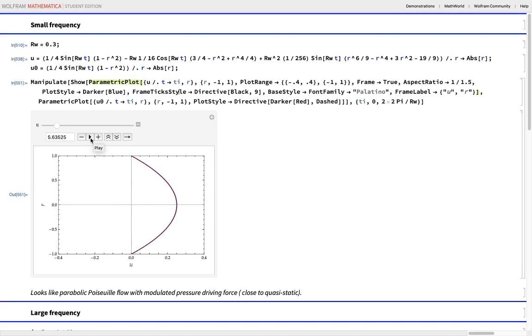With that, we now turn to the more complex and less intuitively understandable problem of the large frequency limit. So what happens if the pressure fluctuations are incredibly rapid compared to the response time of the fluid? Will the fluid just stay static? That seems unlikely, but what would the response be like? Certainly, one feels that it won't look anything like a parabolic flow.